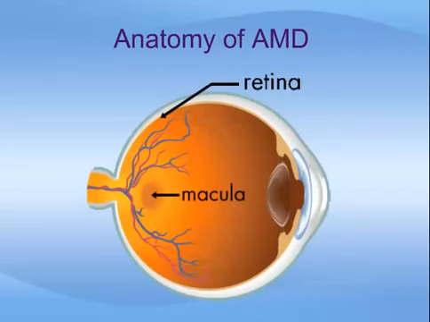Before discussing the details of AMD, it is important to understand some anatomy of the eye. This illustration shows a side view of a normal eye. At the back of the eye is a thin, light-sensitive tissue called the retina. The retina receives light, forms that light into images, and sends those images to the brain, enabling us to see. At the center of the retina is the macula.